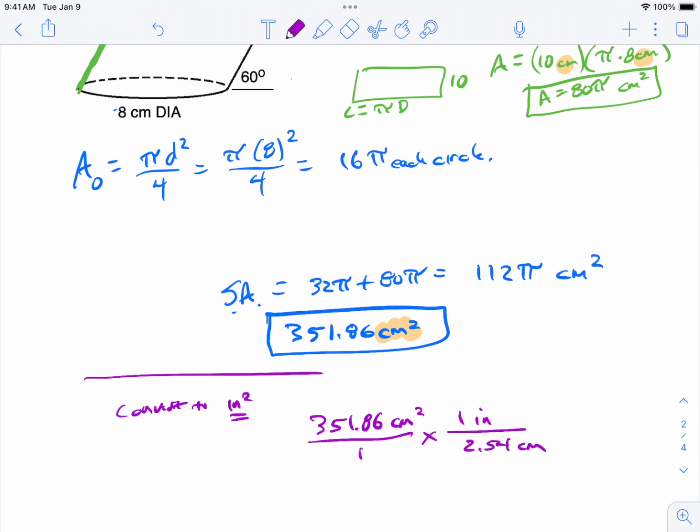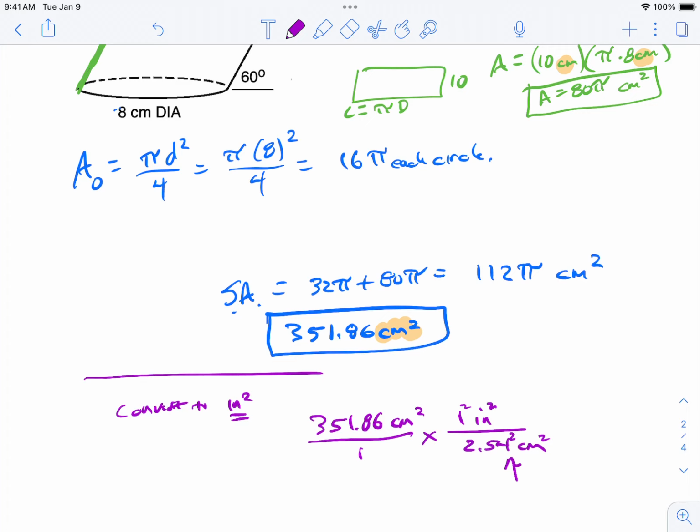Well, not really, but what you got to do is say, well, I need to cancel centimeters squared, so what I'll do is I'll take this whole thing and square it, right? And maybe it'd be easier if I said, well, 1 squared, that becomes inch squared. 2.54 squared, that becomes square centimeters. And now the square centimeters cancel. So anyway, you're taking your 351.86 and you're dividing it by 2.54 squared. Squared! That's the big thing, folks. 2.54 squared. Okay, so I said it enough.